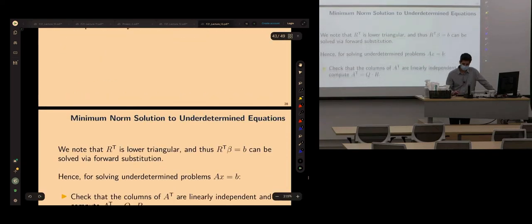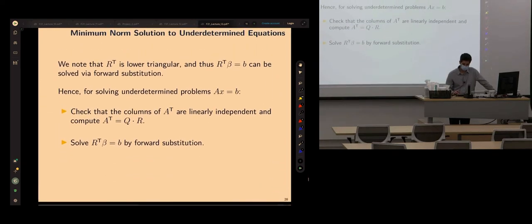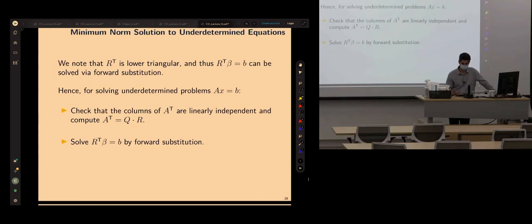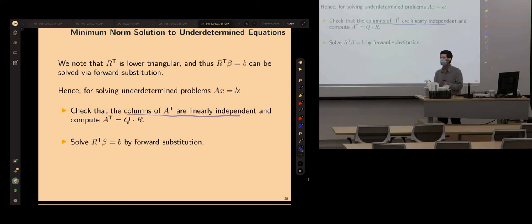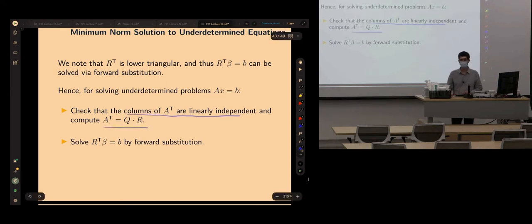To solve a system of underdetermined equations, first check and make sure the columns of A are linearly independent. This is the same thing as saying the rows of A. So columns of A transpose are linearly independent. This is the same thing as saying rows of A are linearly independent. Then calculate the QR factorization of A transpose instead of A.